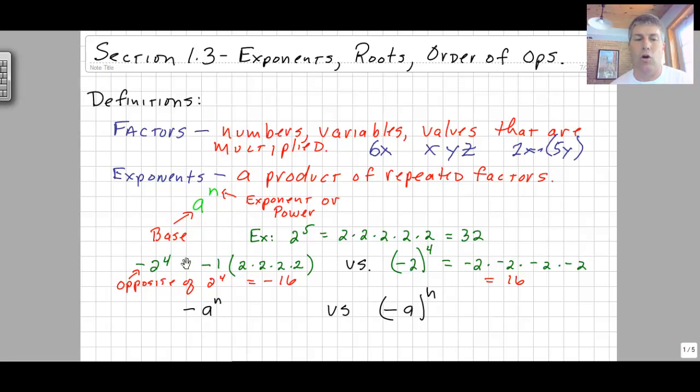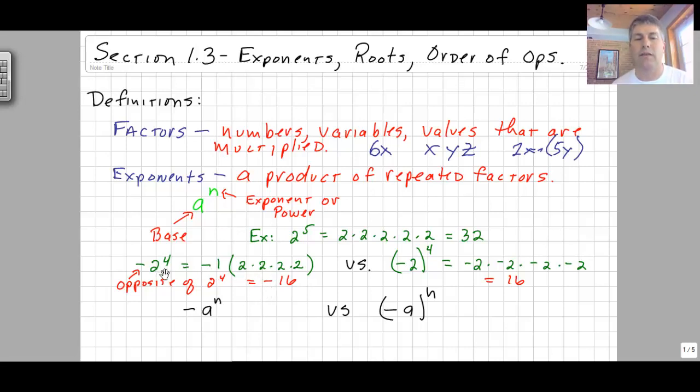So for example, if we have the opposite of 2 to the 4th, that's really what this is. This isn't negative 2 to the 4th power. The one over here on the right is negative 2 to the 4th power. This is the opposite of 2 to the 4th, all in how you say it. So the repeat is 2 times 2 times 2 times 2, and then the opposite of all that. So 16 and the opposite of 16, so that's our final answer.